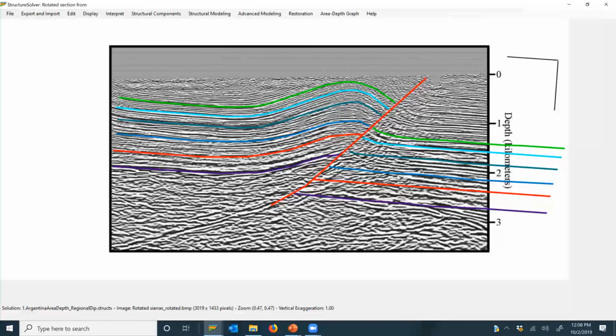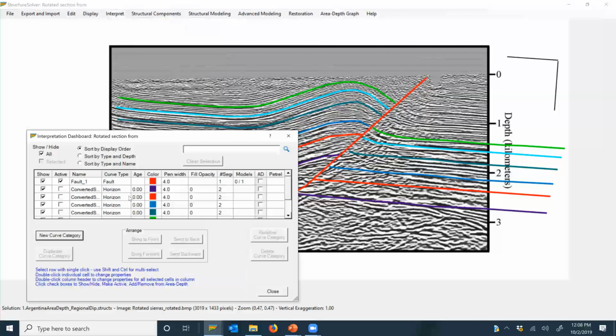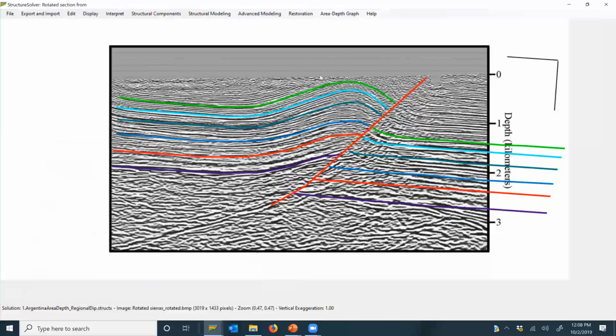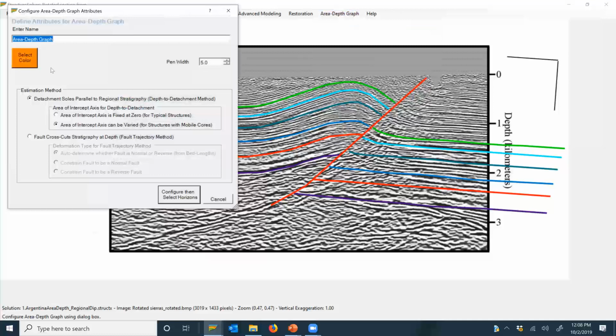So one of the fundamental things you can use area depth for is determining where those faults go at depth. You may see it in the shallow part of the section, but the deeper geometry is essentially unknown. So what we can do in this case is start with our basic interpretation. We have a series of horizons that have been interpreted, as well as the upper part of the fault segment. To create an area depth graph, it's as simple as starting with our interpretation.